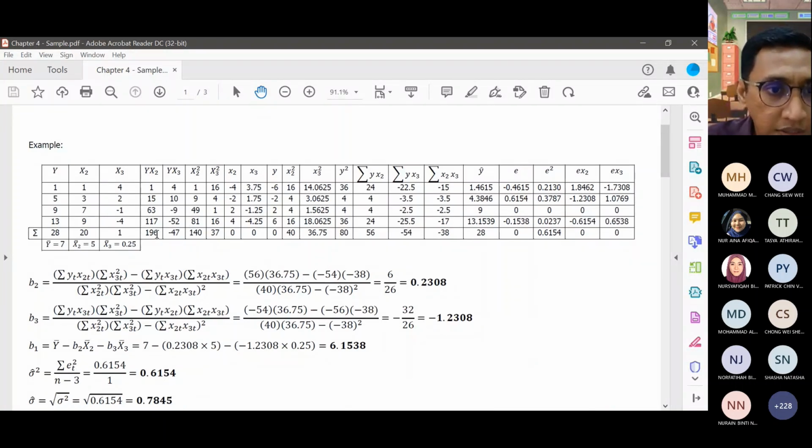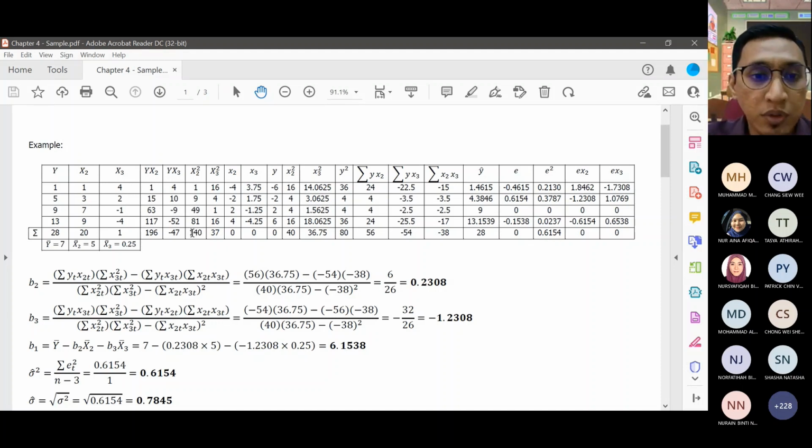So here we have the sum of y times x2, which is 196, and y times x3 is -47. Of course, 4 plus 10 plus -9 plus -52 is equal to -47. And then here we have x2 squared, meaning 1 to the power of 2 is equal to 1, 3 squared is 9, 7 squared is 49, and 9 squared is 81. Its sum is 140.